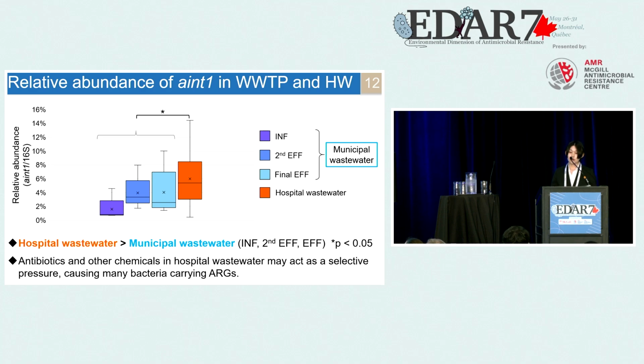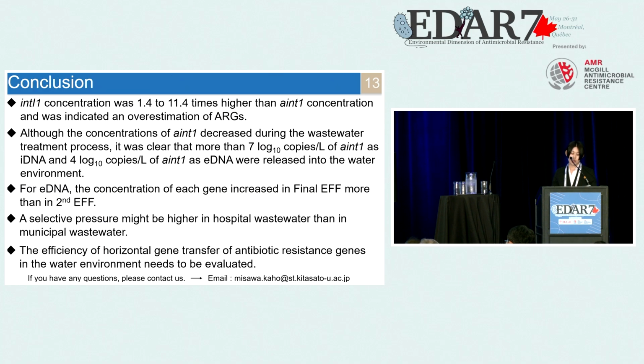This box plot shows relative abundance of AINT1 in municipal wastewater and hospital wastewater. AINT1 relative abundance in hospital wastewater was higher than in municipal wastewater. It is thought that antibiotics and other chemicals in hospital wastewater may act as a selective pressure, and many bacteria carry ARGs. These are the conclusions.